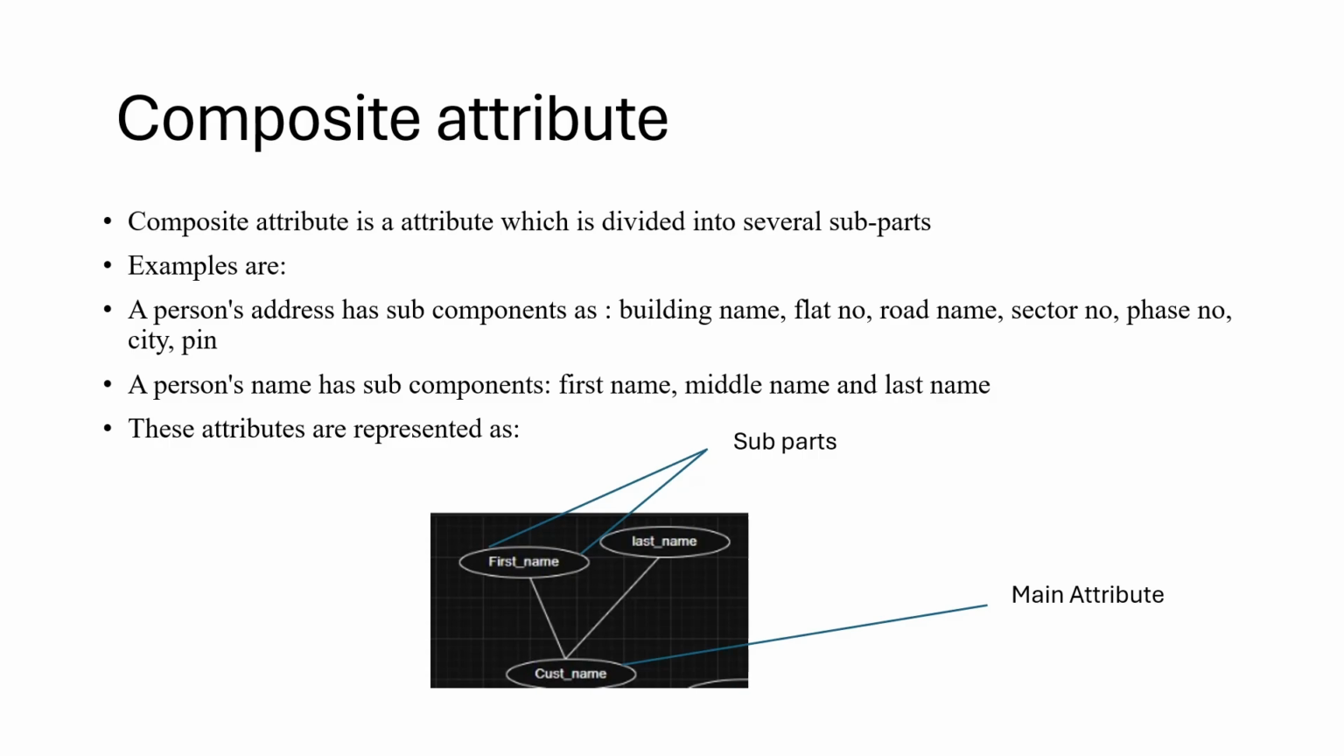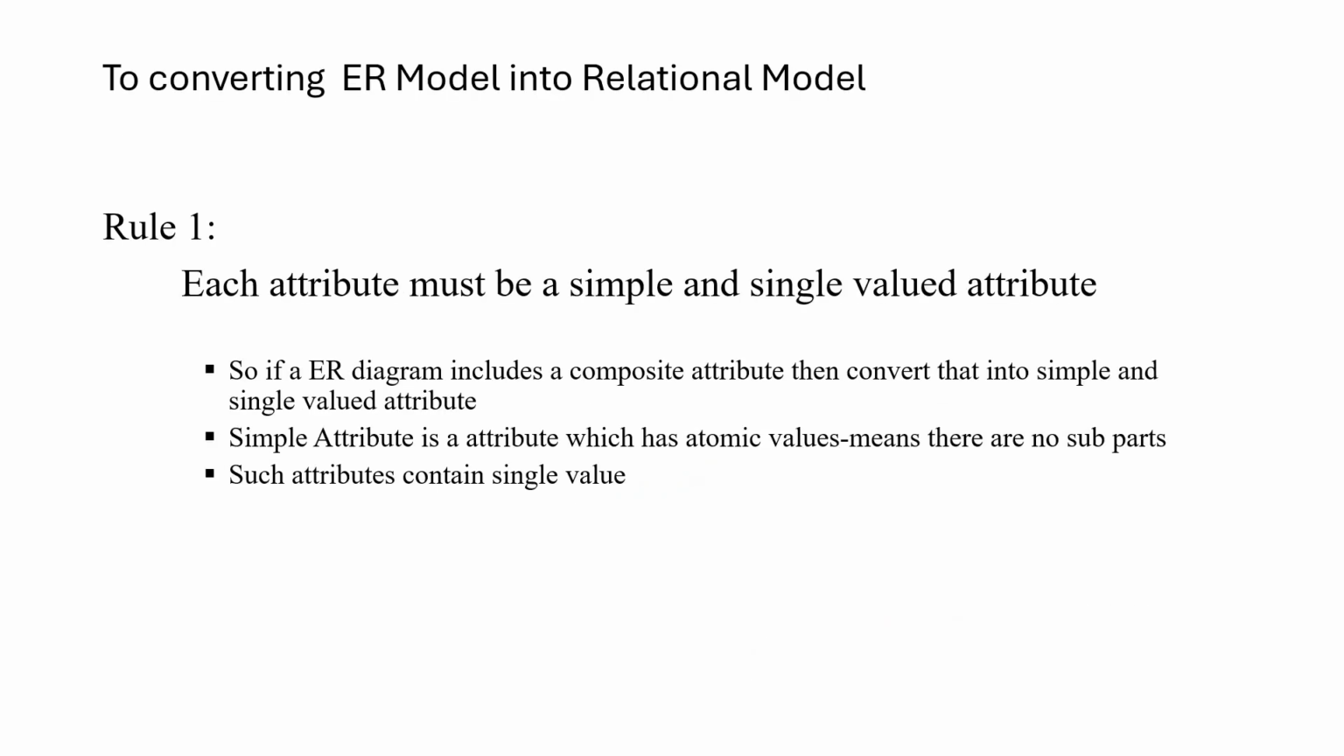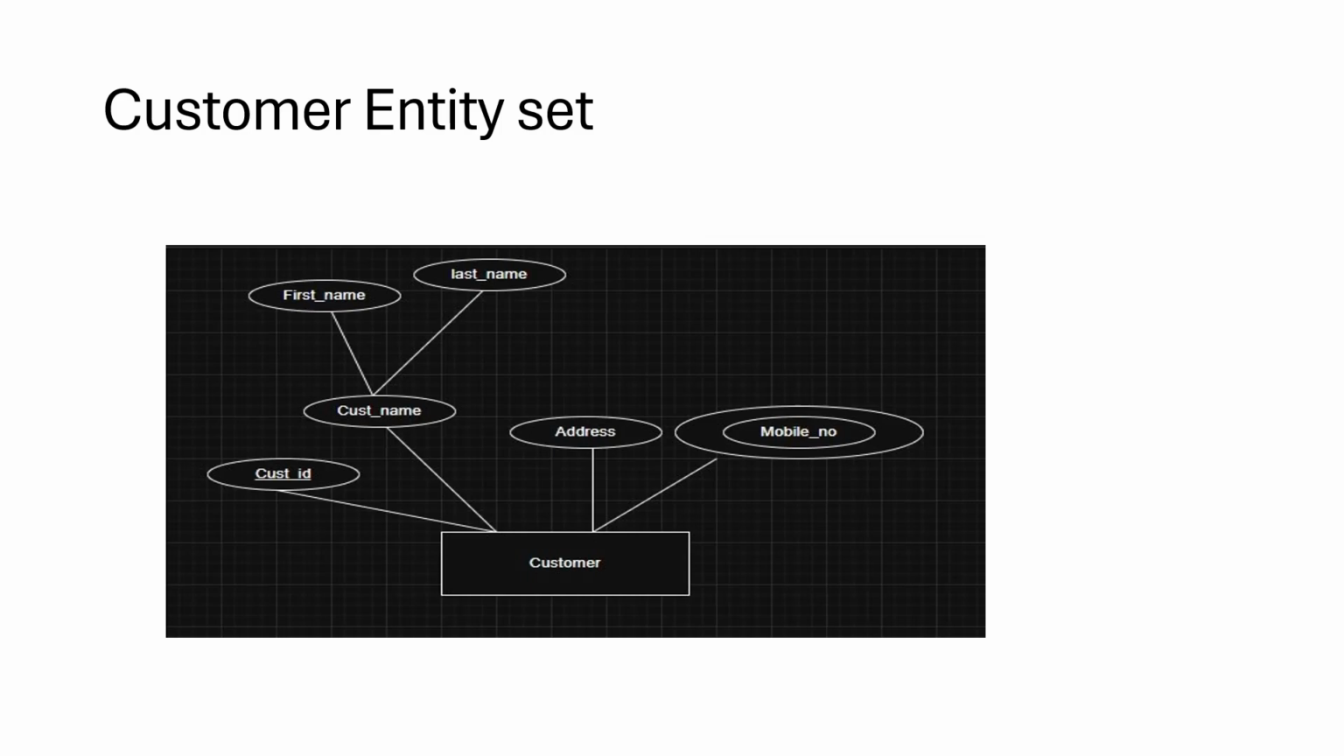While converting such an attribute into a relational model, rule one is that a relational model cannot accept composite attributes as they are. Each attribute must be a simple and single valued attribute. So if an ER diagram includes a composite attribute, then while converting it, we have to convert the composite attribute into single valued attributes. A simple attribute has atomic values, that means the attribute is no more divided into subparts, and such an attribute obviously contains a single value. So for each subpart, in a relational model, we have to consider a separate column.